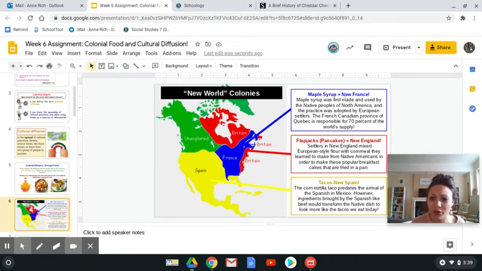So the first one comes from New France, woohoo, which we're learning about this week. New France, or this area here, especially in Canada that was settled by the French, these groups are going to come together to make maple syrup. Maple syrup is first made by the native peoples of North America, and this science and this practice is going to be adopted by European settlers in Canada, especially the French. The French Canadians become masters at making maple syrup, and to this day, the French Canadian province of Quebec is responsible for 70% of the world supply of delicious, delicious maple syrup.